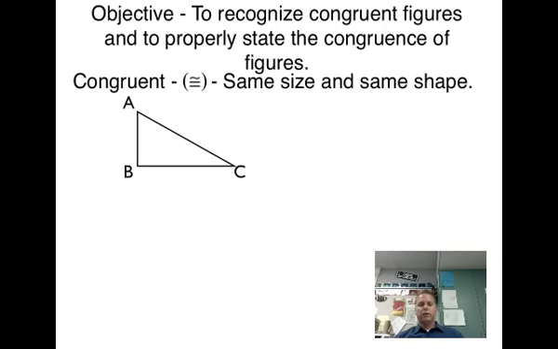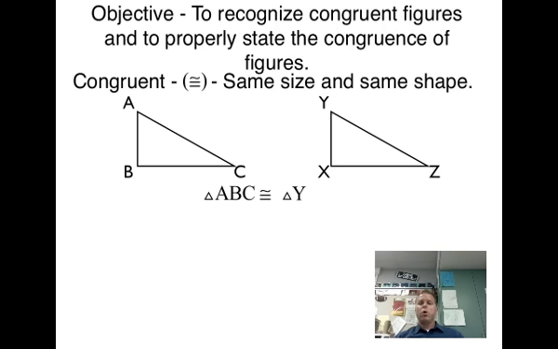So here we have triangle ABC and triangle XYZ, and we're going to say that triangle ABC is congruent to this triangle, but when we do so we have to put the same corners or vertices in the same spot. So what matches up with A? That would be Y. What matches up with B? That would be X, and then Z matches up with C. So we don't say it as triangle XYZ if we're calling it triangle ABC. We have to put them in the same spot.